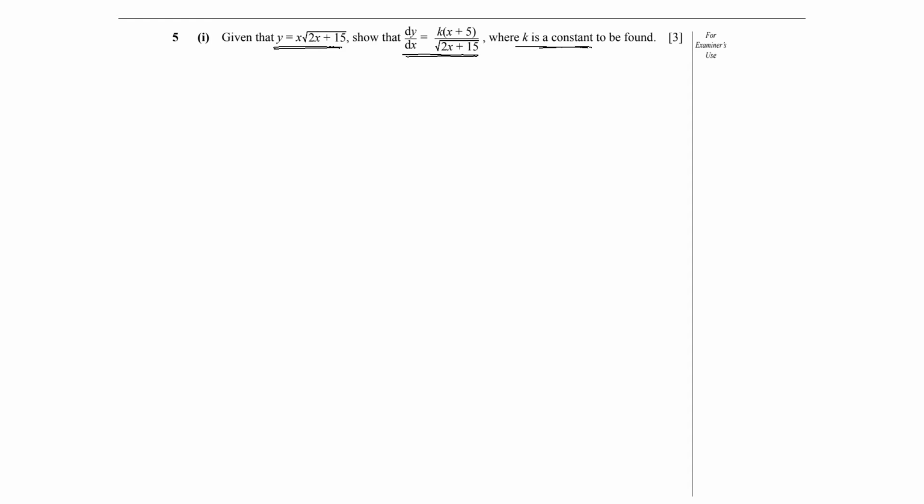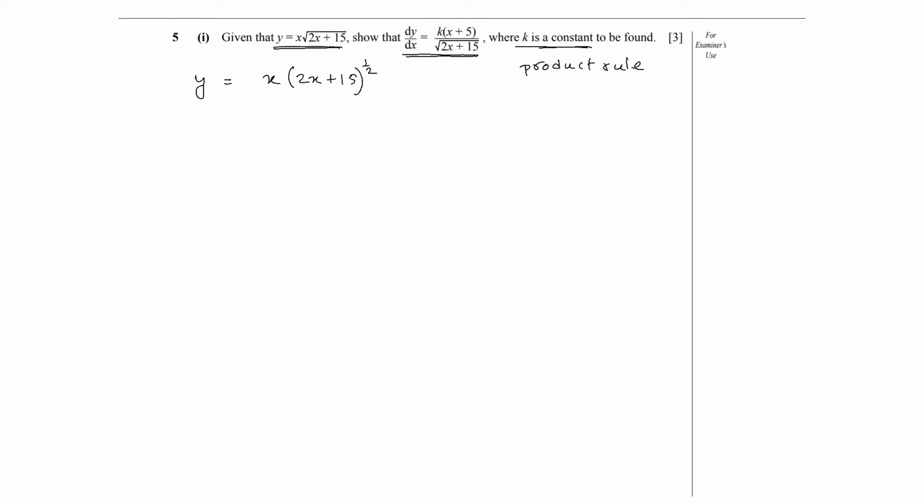Let's start. Square root can also be written as to the power half. Therefore, the given equation can be written as y is equal to x times (2x plus 15) whole to the power half. Now, if we look at the expression on the right hand side of the equation, we can see that it is the product of two terms. So, we need to use the product rule of differentiation. But what is the product rule of differentiation? Let's revisit that product rule.